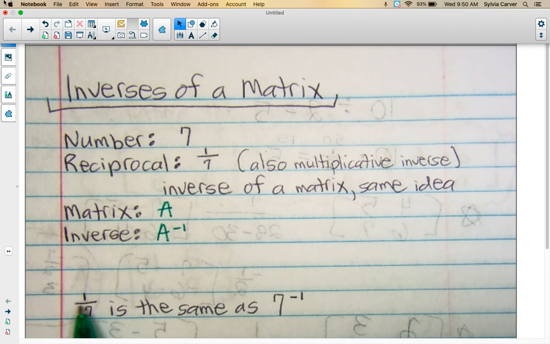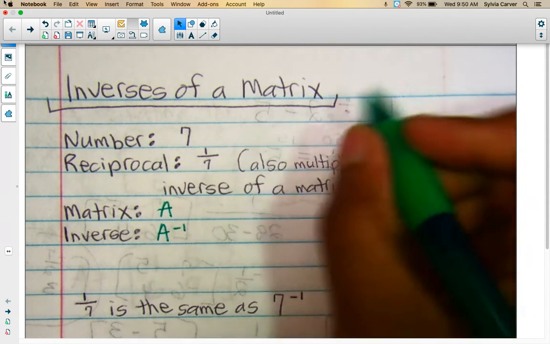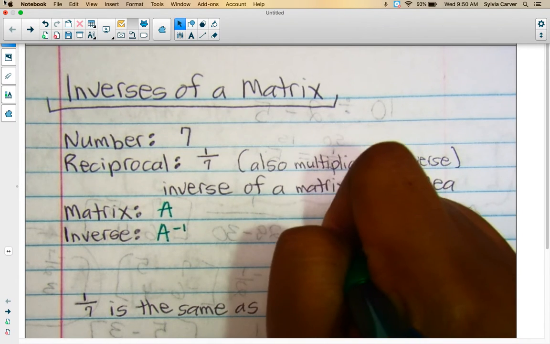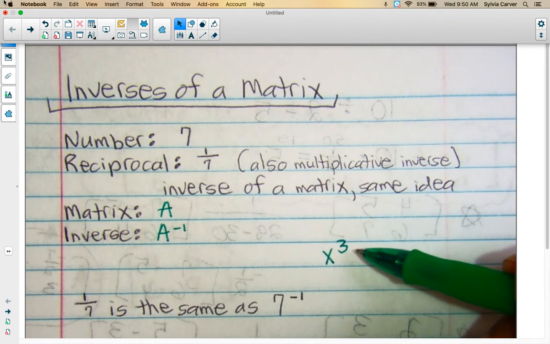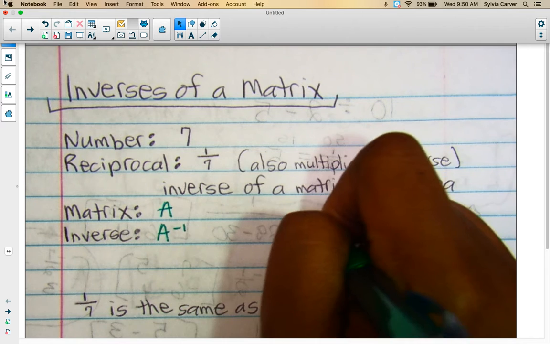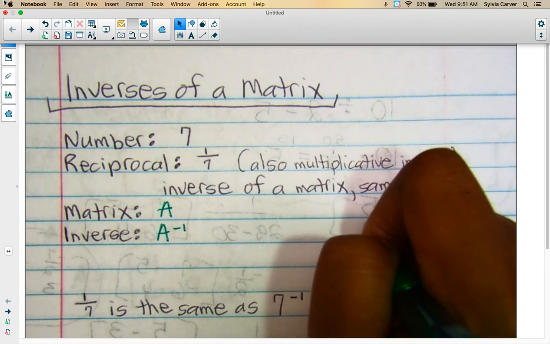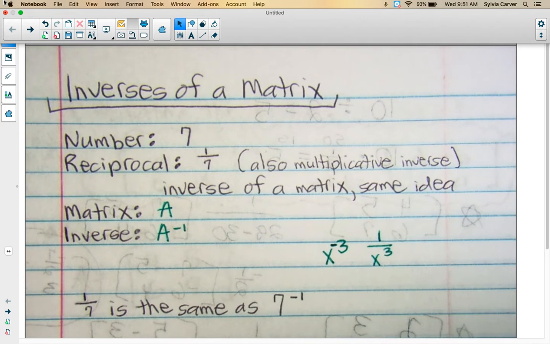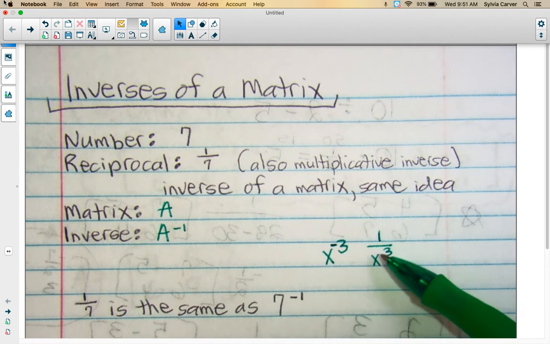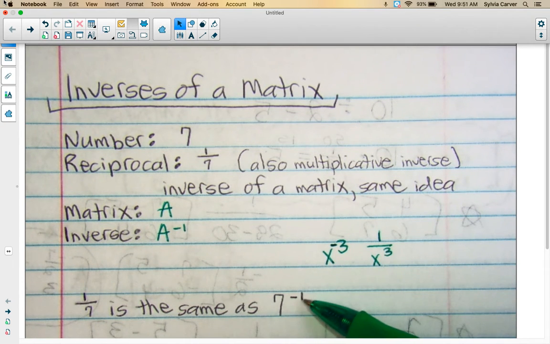Also with numbers, 1 over 7 is the same as 7 to the negative first power. Think back to properties of exponents. If I gave you x to the negative third and asked you to rewrite that, it would be 1 over x to the third. So the properties of exponents say I can flip it and have a negative exponent.